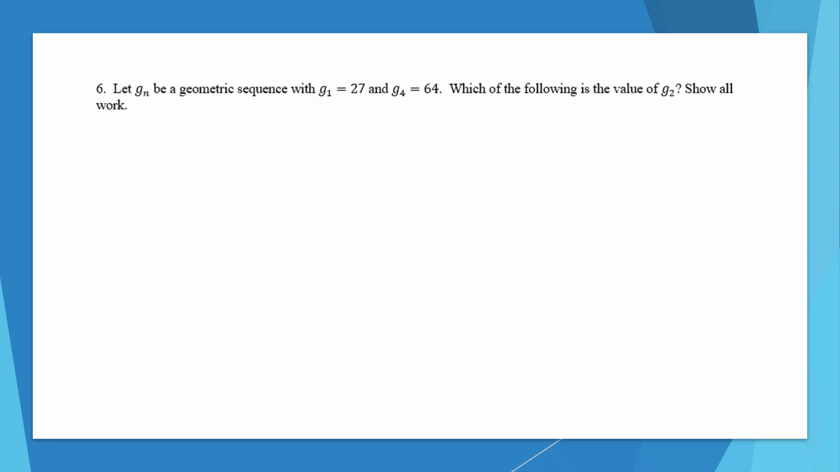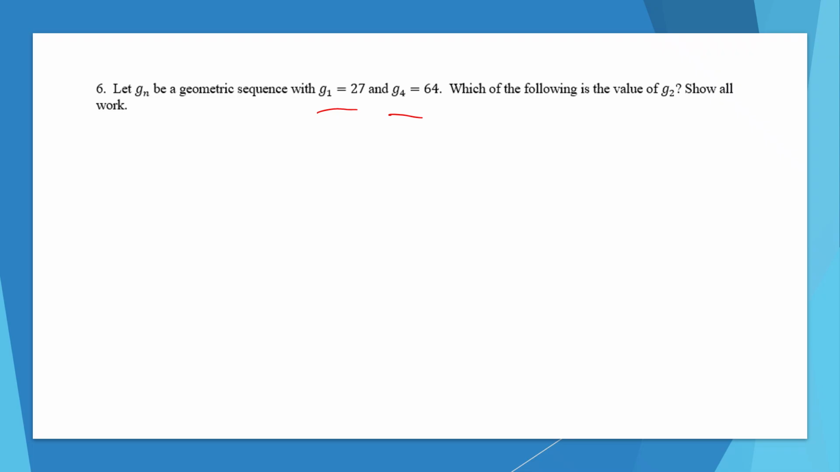Number 6: let g of n be a geometric sequence with g of 1 equals 27 and g of 4 equals 64. What's the second term in the sequence? Show all work. This will be a short answer question on your quiz as well, and it will be dealing with a geometric sequence.